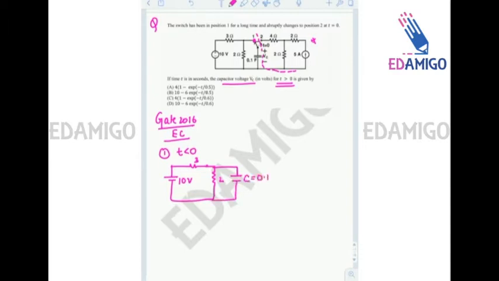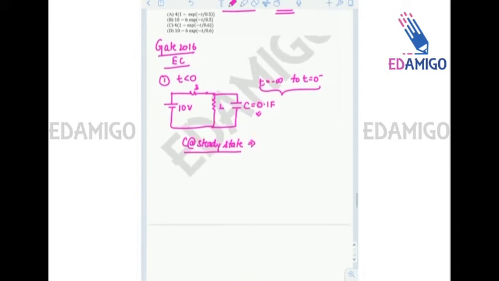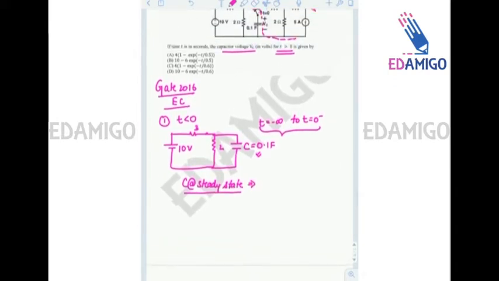of 0.1 farad. Now since the circuit was in this location from t equals to minus infinity to t equals to 0 minus, and this time duration is very long, I can assume that the capacitance was at steady state. Okay, capacitance was at steady state, and at steady state the capacitance acts as an open circuit.